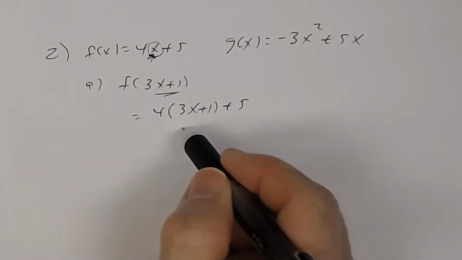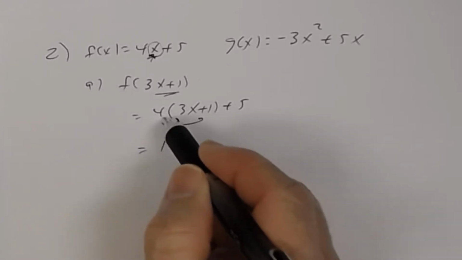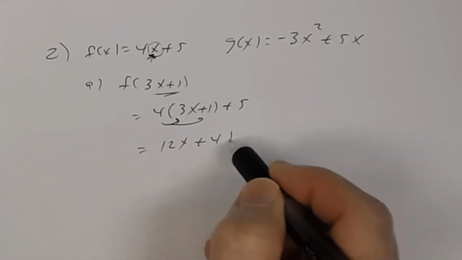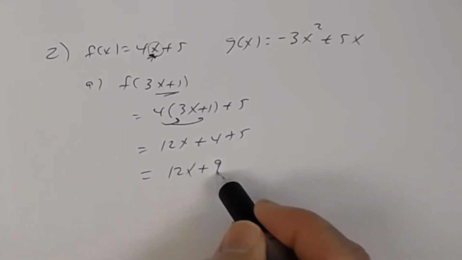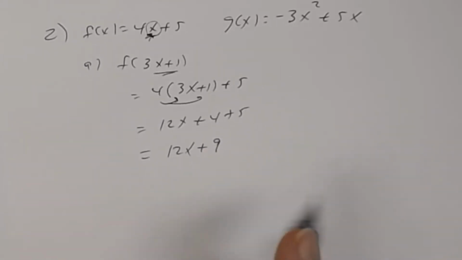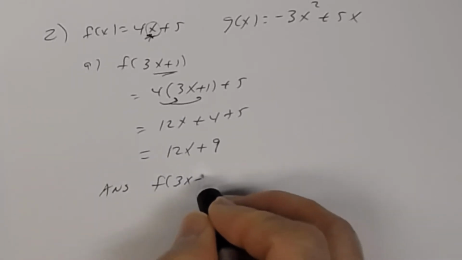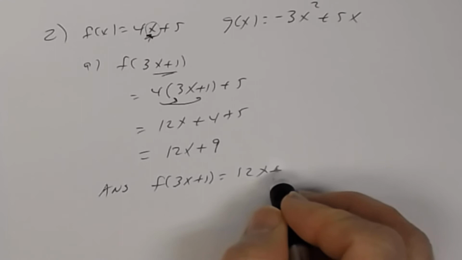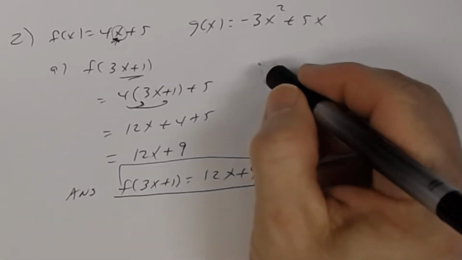And all you do is get rid of the parentheses, combine like terms, and you're done. So the 4 times 3x is 12x, 4 times 1 is 4, plus 5. And so when I combine like terms, I get 12x plus 9. 5 plus 4 is 9. And so therefore the answer, you're going to say f of 3x plus 1 equals 12x plus 9. Okay? In part B, I'm going to do part B here.